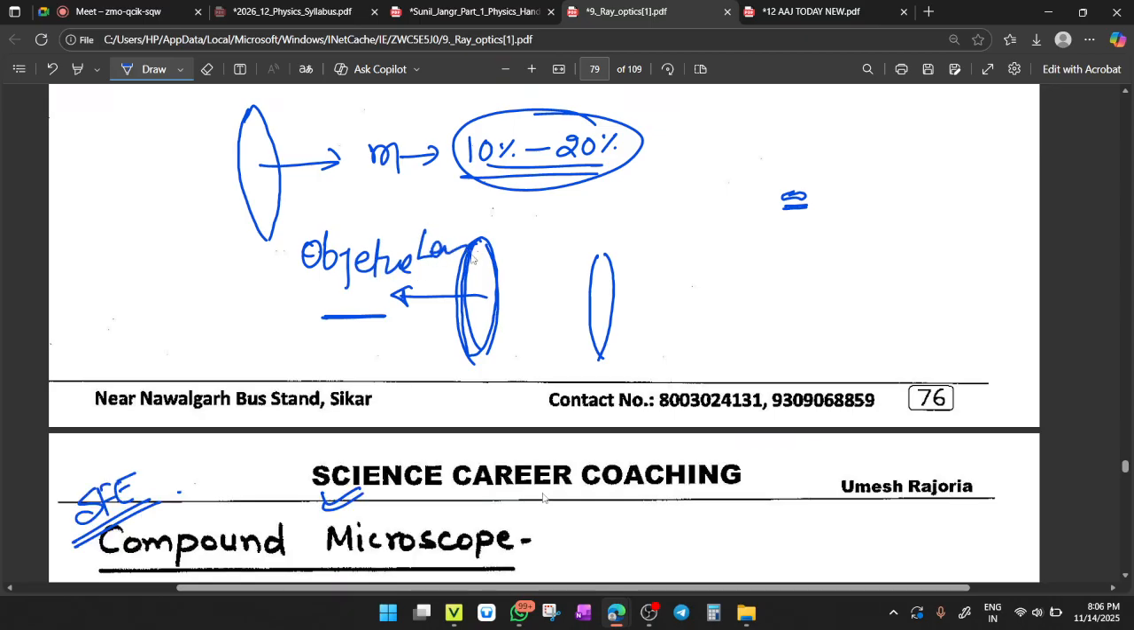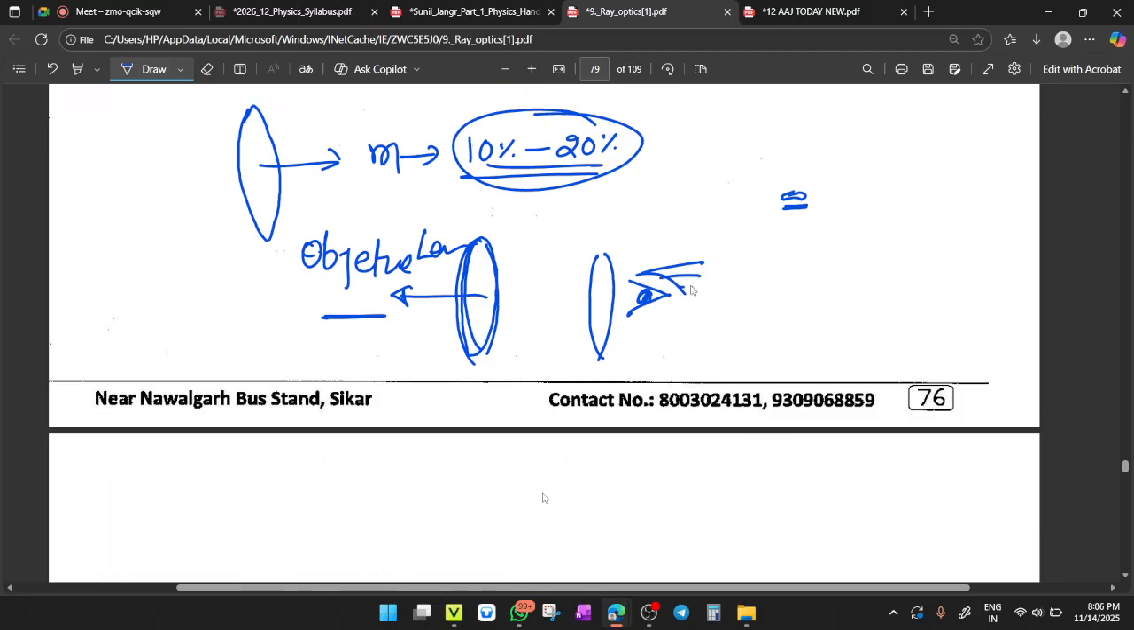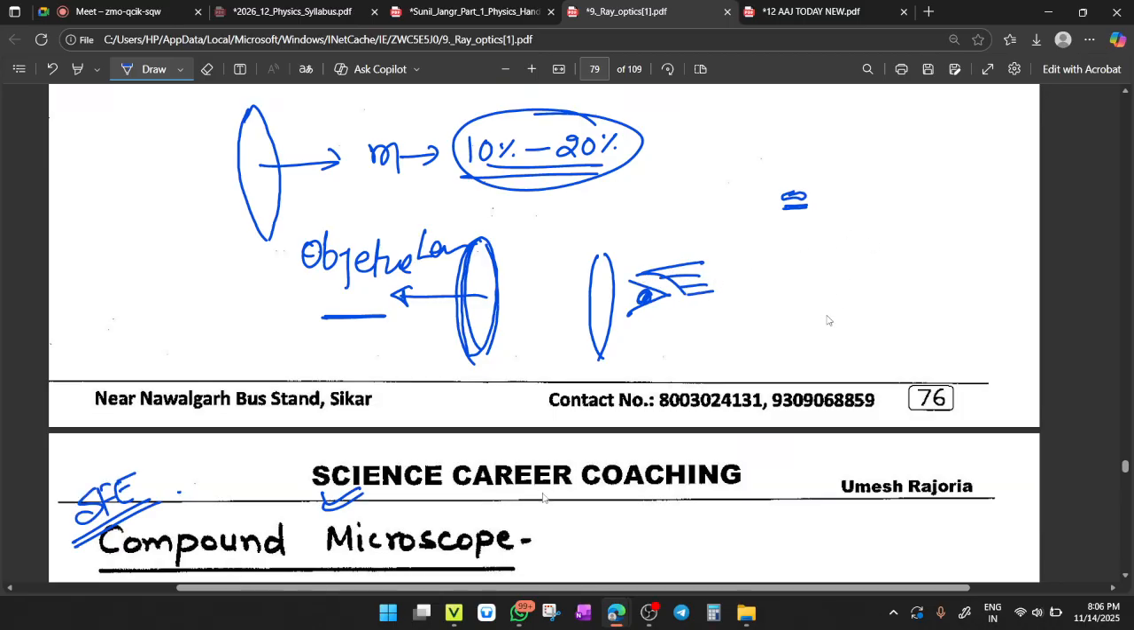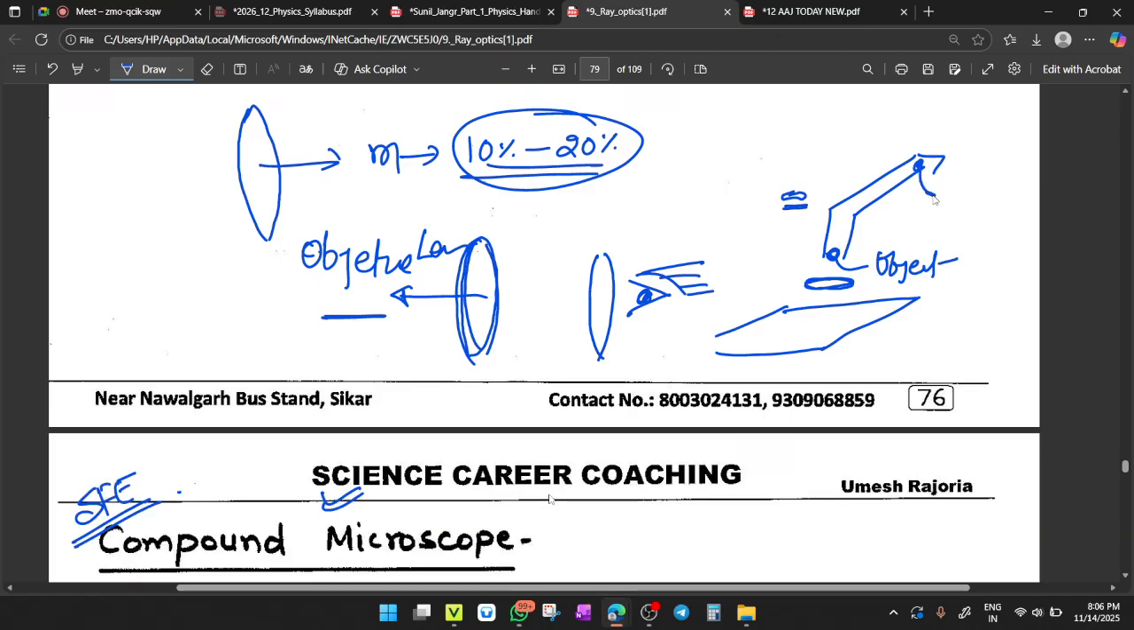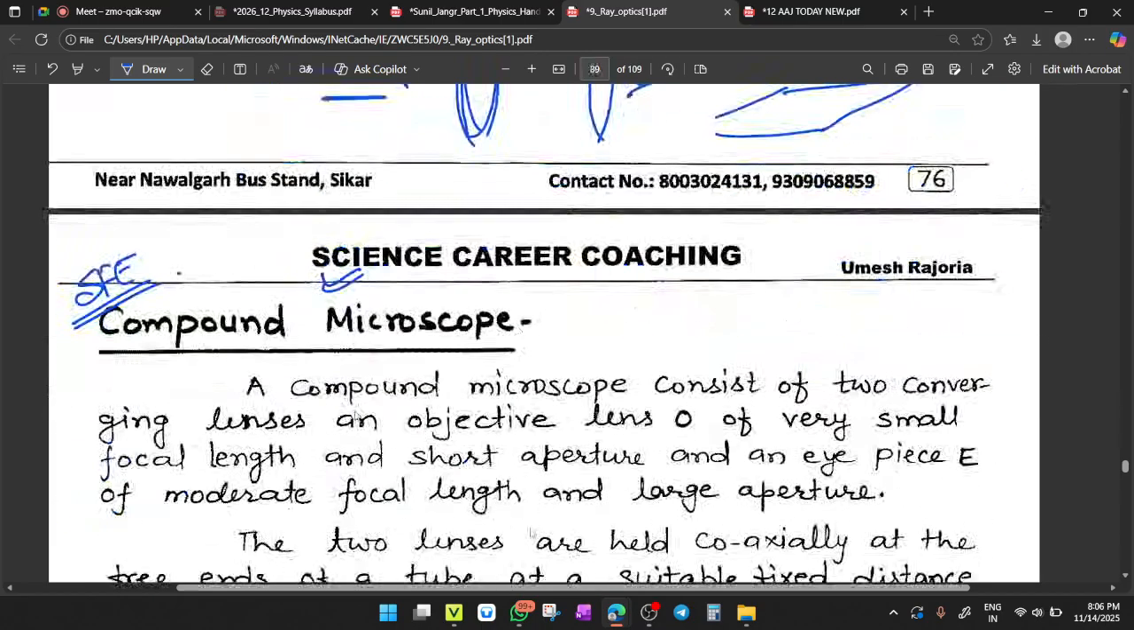Clear? And one lens that is near to your eye is called the eyepiece. Maybe you have worked on the compound microscope, and you're a biology student, so surely there is a slide. So one lens is in this barrel. This is the objective. And another lens that is very close to your eye is called the eyepiece. So there are a total of two lenses.